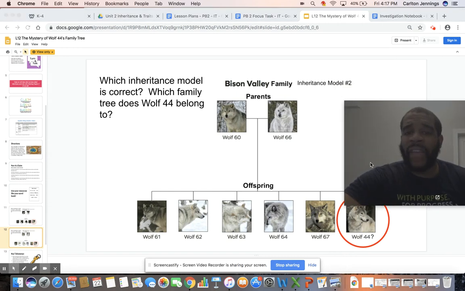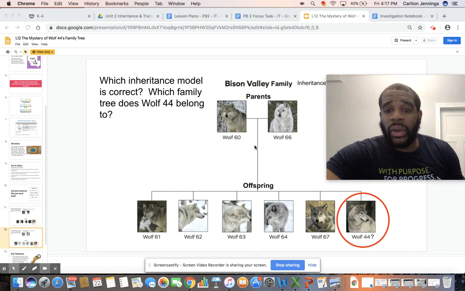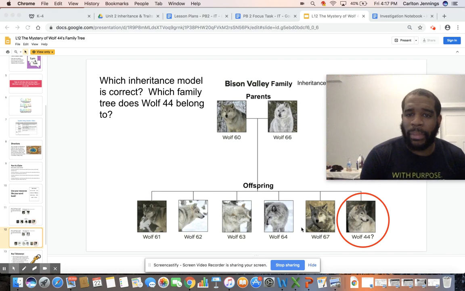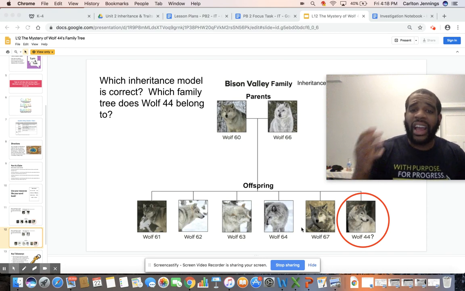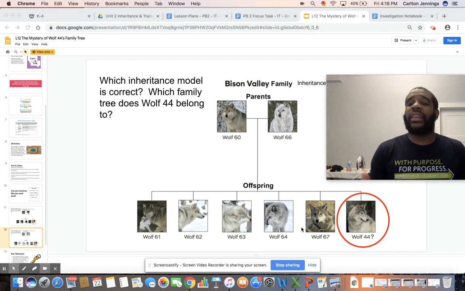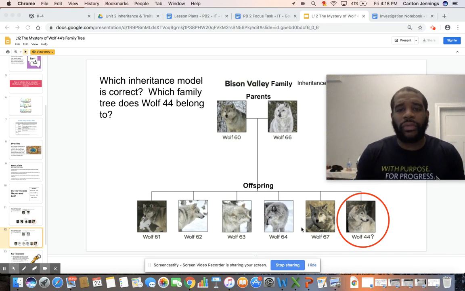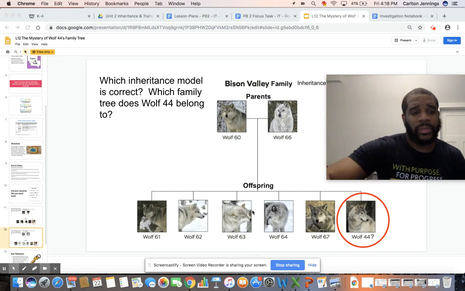Here we have the Bison Valley family. This is the inheritance model number 2. So here we have Wolf 60, Wolf 66. We have a lighter gray, even a lighter gray, different wolves in the pack. Does Wolf 44 look like it belongs in the Bison Valley pack? Yeah, it looks similar to the other wolves. It's that lighter colored, like the mom and the dad in this one. It doesn't look like the darker wolves that are in the Elk Mountain Valley pack. So I need to be thinking, why do you think that is? Why do you think Wolf 44 looks like the Bison family pack, but is in the Elk Mountain pack? Which one do you think that Wolf 44 belongs in?